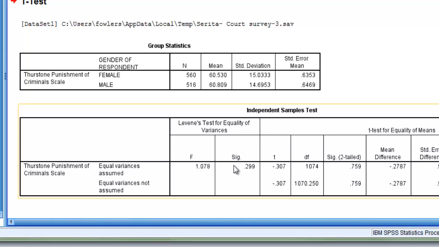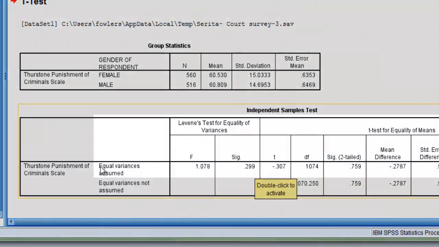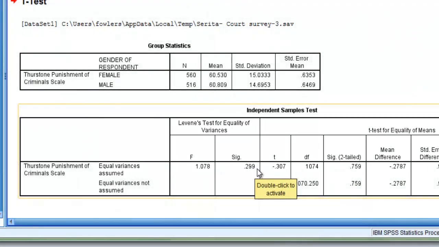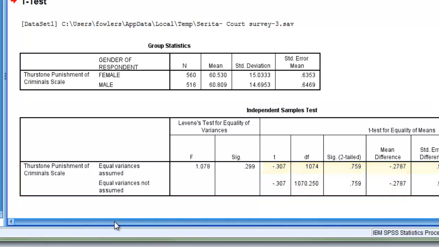So in this instance, I look at the probability value for the Levene's test, which tests the null hypothesis. And the null hypothesis here is that the variances are equal. So because this value, 0.299, is above 0.05, I use this top row of values. If this were below 0.05, I would use the bottom row, but that's not the case. Because this is above 0.05, I'm going to have equal variances assumed and use that top row.